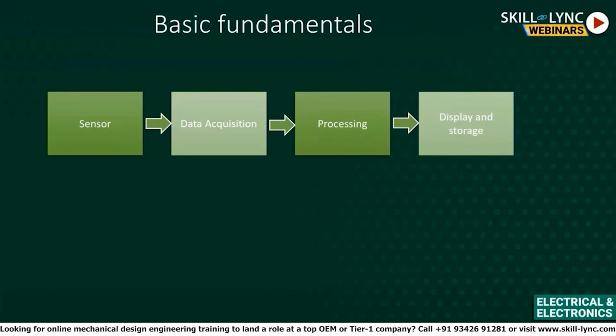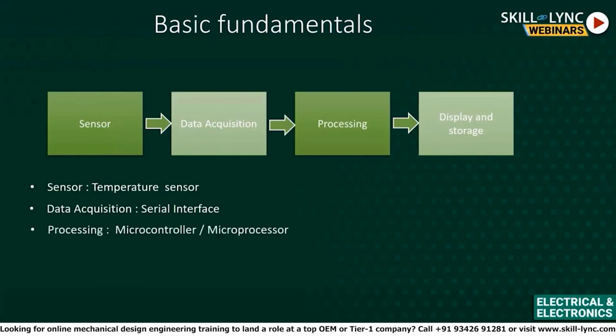I'm not going any deeper, because I think this is what we need to understand first, the basic fundamentals, and then later we can look into what we need and how we design it. So just an example: temperature sensor, data acquisition. Let's say I'm using a serial interface. Let's say I use UART as my serial interface, and then for processing, I have to choose one processing unit. So I may go for any microcontroller, or I may go for any microprocessor also.